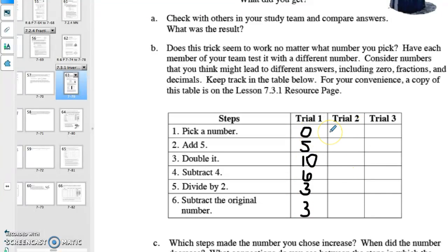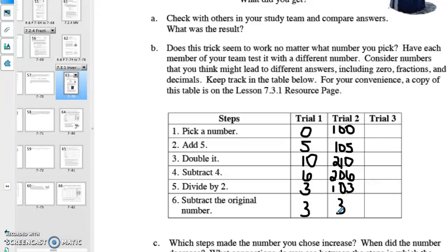You can try it with one more. A lot of people wanted to try it with a larger number, so we picked 100. And we added 5 to give 105. We doubled it to get 210. We subtracted 4 to get 206. And then we divided that in half, which is interesting how people chose to divide it in half, but a lot of people said, let's look at that 6. Half of 6 is 3. Half of 200 is 100, so we get 103. And then subtract the original number, which was 100, and we end up with 3.